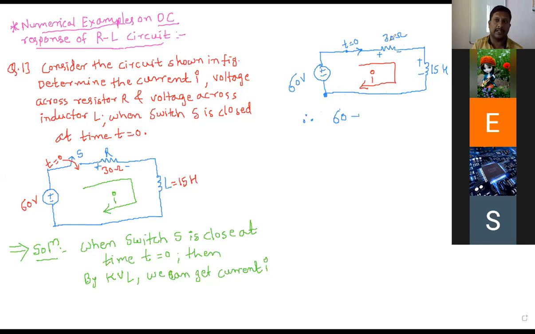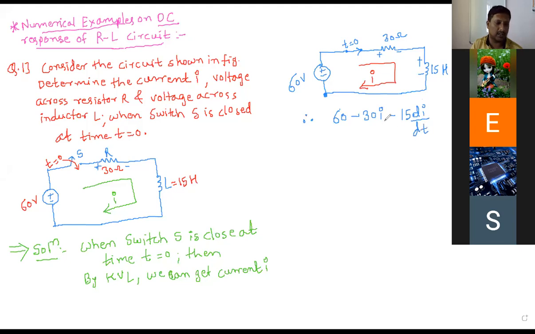So resistor value into current, that is the voltage, 30 into I. Next come to here, plus to minus, that's why minus. But L into di by dt. So L value is 15 Henry. L into di by dt, L value is 15 into di by dt.